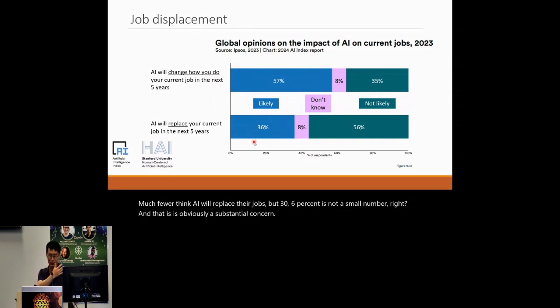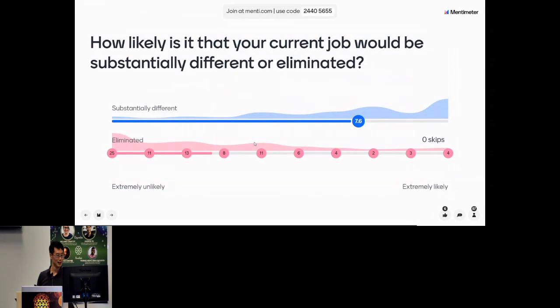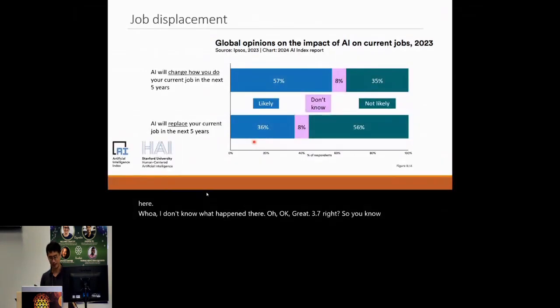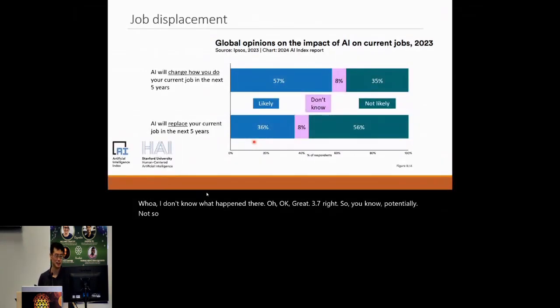Apparently, again, 3.6, is that roughly where we were at over here? Oh, okay, great, 3.7. So potentially not so different. And so I think that is also a future that we need to think carefully about.